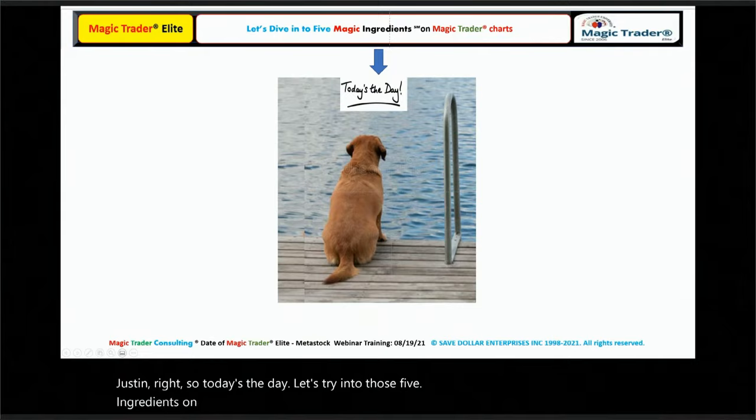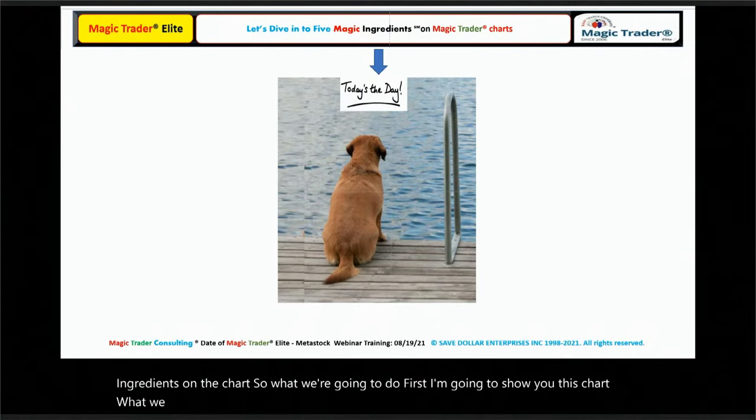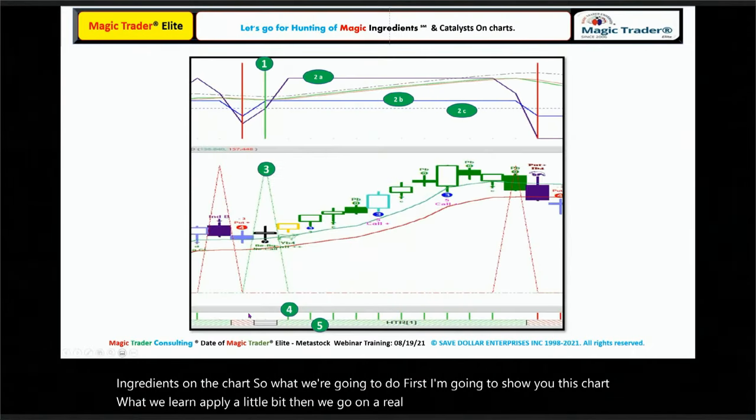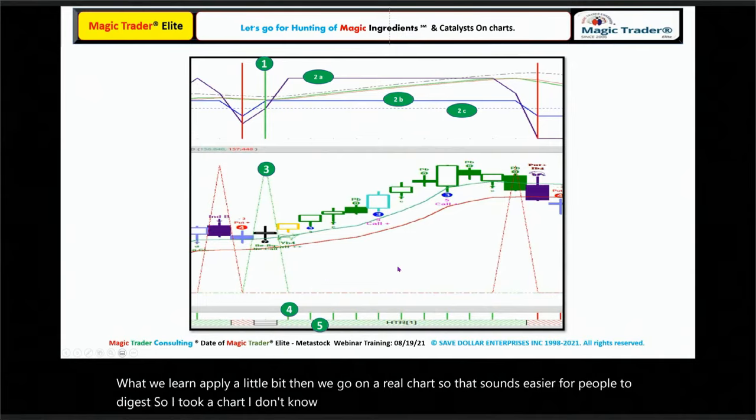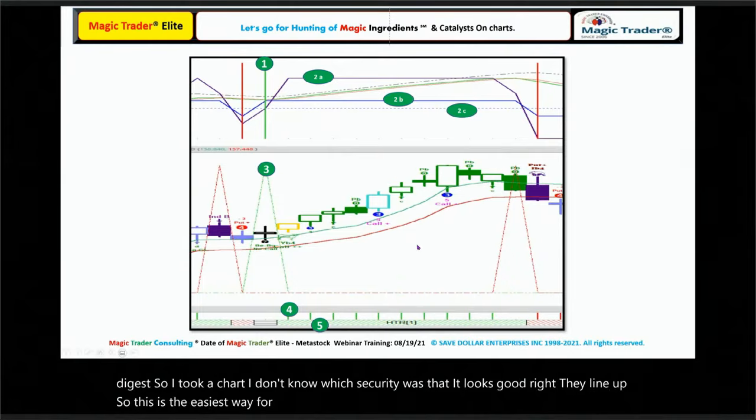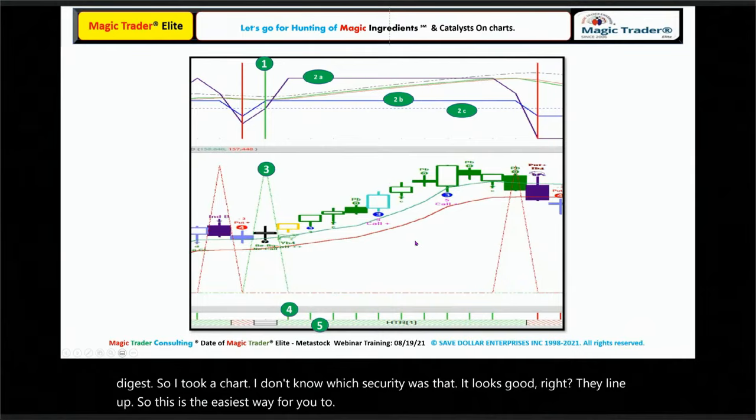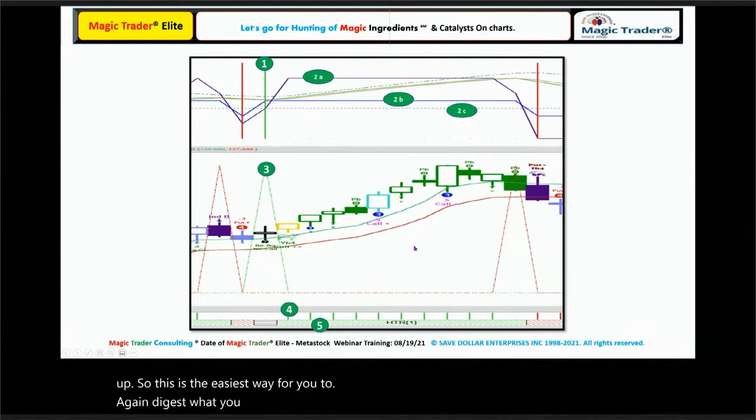So what we're going to do, first I'm going to show you the chart, what we learned, apply it a little bit, then we go on a real chart. So that sounds easier for people to digest. So I took a chart, I don't know which security that was, it looks good, right? They line up, so this is the easiest way for you to again digest what you learned a few minutes ago. So let me show you.